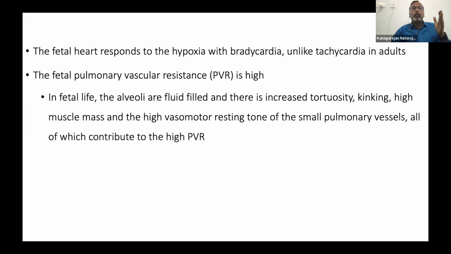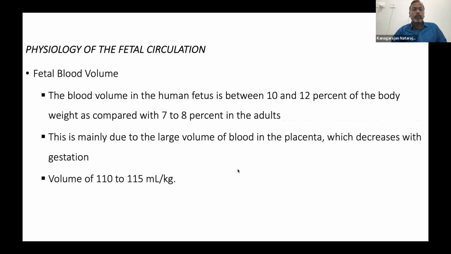So you and I will respond to hypoxia with a tachycardia, but the fetal heart responds to hypoxia with bradycardia. And we know that the fetal pulmonary vascular resistance is high because the lung is filled with fluid. Then there is always increased muscle mass, and the resting vasomotor tone in the pulmonary vessels is very high.